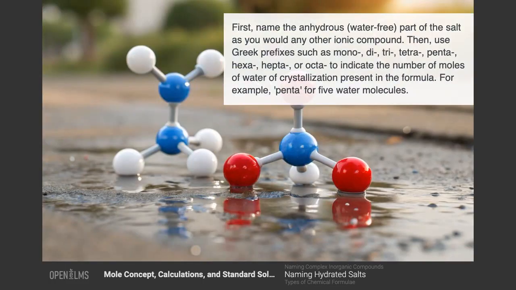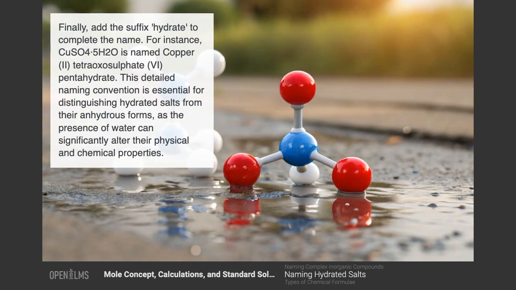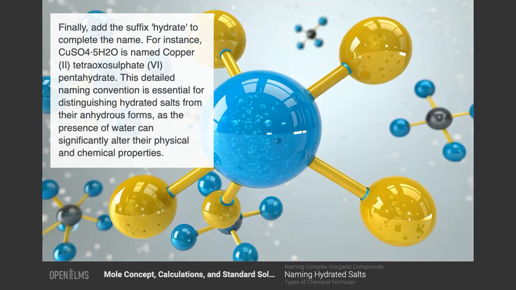First, name the anhydrous, water-free part of the salt, as you would any other ionic compound. Then, use Greek prefixes such as mono, di, tri, tetra, penta, hexa, hepta, or octa to indicate the number of moles of water of crystallization present in the formula. For example, penta for 5 water molecules. Finally, add the suffix hydrate to complete the name.